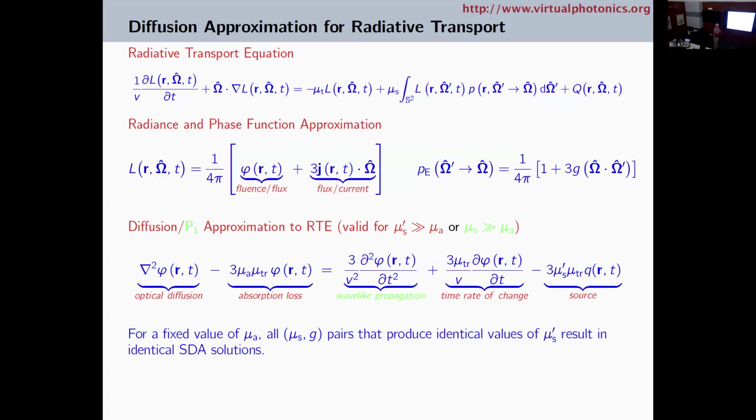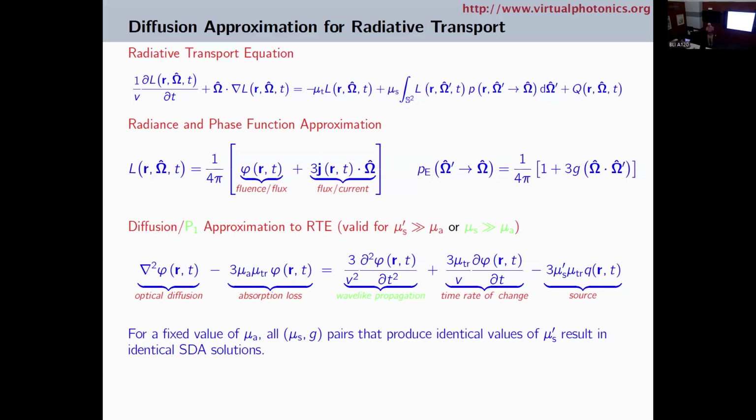Using mu s prime versus just mu s. So it comes out of the math, essentially. When you put these approximations into the main equation, you see that wherever mu s appears, it appears multiplied by 1 minus g. And that essentially means that the diffusion approximation will not allow you to examine how the light field will change if only g changes, but not mu s. So you lose that independence.